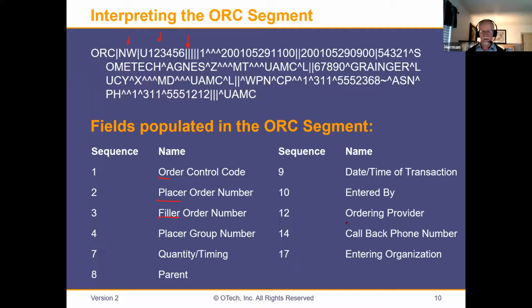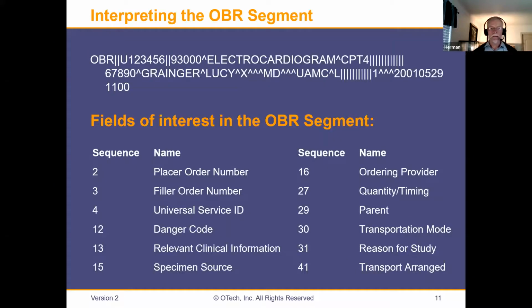What else is important? Entering organization, ordering provider, callback phone number, and so on. The details are really in the OBR, the next line. In this case, we again repeat the placer order number and filler order number, OBR-2 and 3. And then here's what's important. Procedure code is in the Universal Service ID. What we see here is 93000, an order for an electrocardiogram defined by the CPT-4 procedure code system.